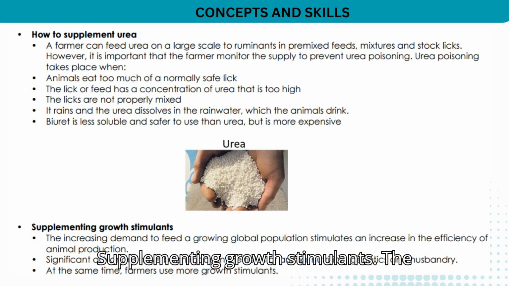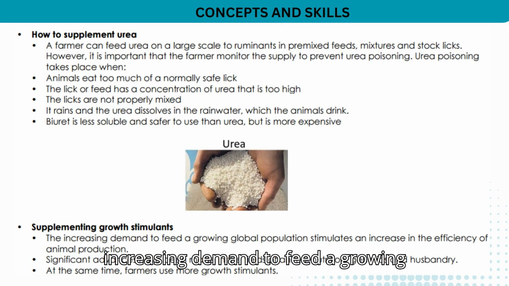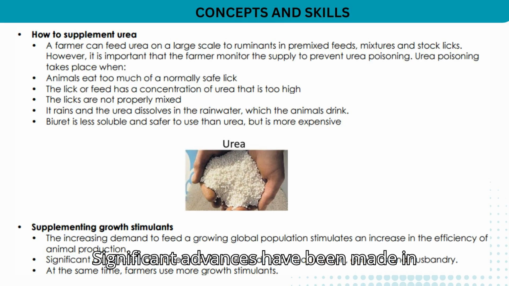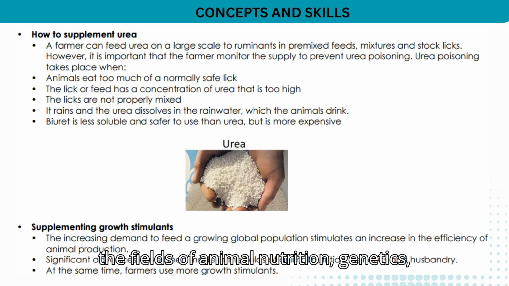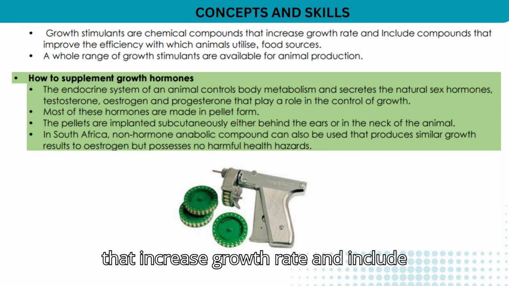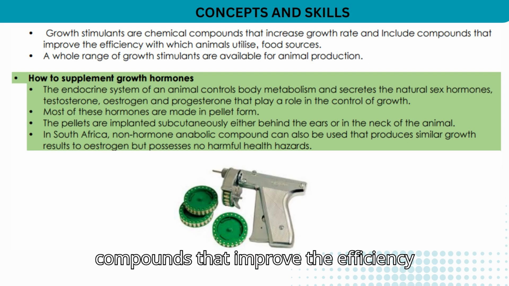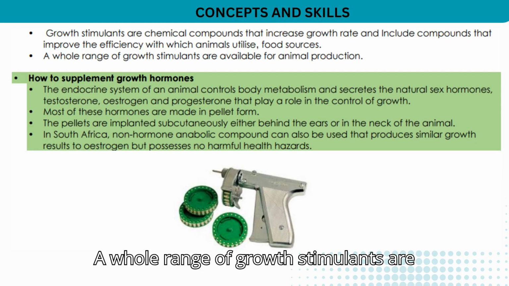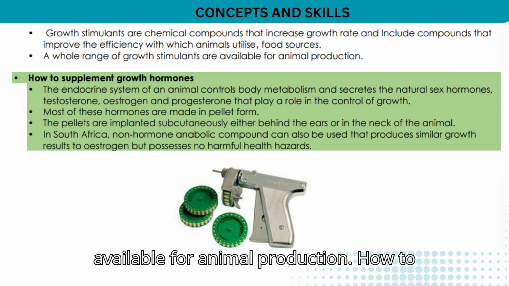Supplementing growth stimulants. The increasing demand to feed a growing global population stimulates an increase in the efficiency of animal production. Significant advances have been made in the fields of animal nutrition, genetics and husbandry. At the same time, farmers use more growth stimulants. Growth stimulants are chemical compounds that increase growth rate and include compounds that improve the efficiency with which animals utilize food sources. A whole range of growth stimulants are available for animal production.